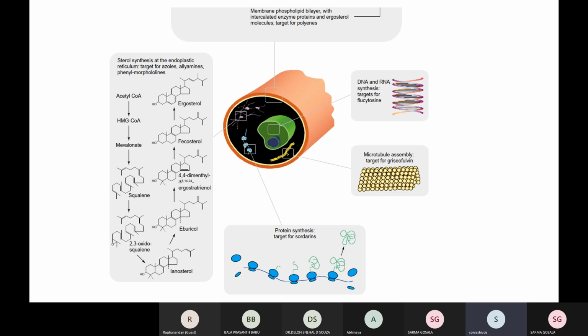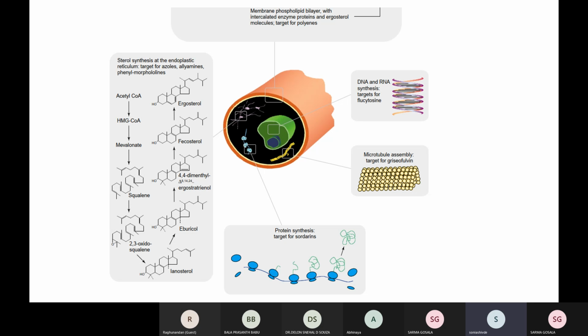And the azole derivative compounds, their primary target of action is ergosterol synthesis at the level of the endoplasmic reticulum. So as we all know, in humans, the predominant membrane sterol is cholesterol, while in fungi, it is ergosterol. Both are synthesized from acetyl coenzyme A through the HMG-CoA reductase pathway.